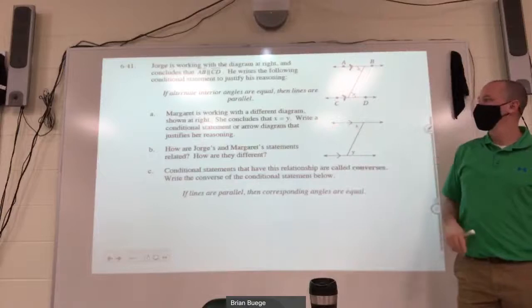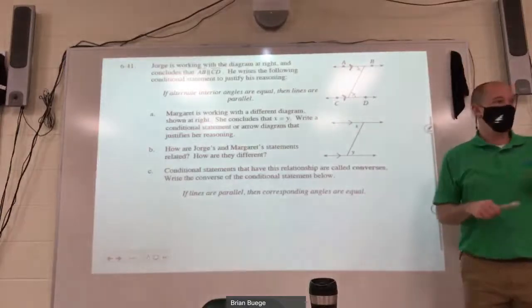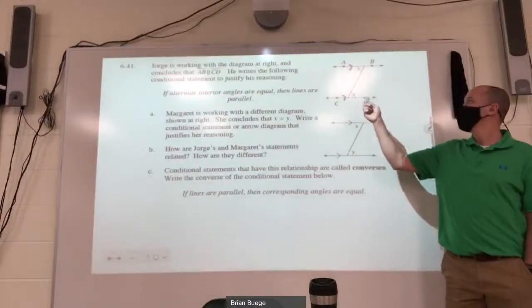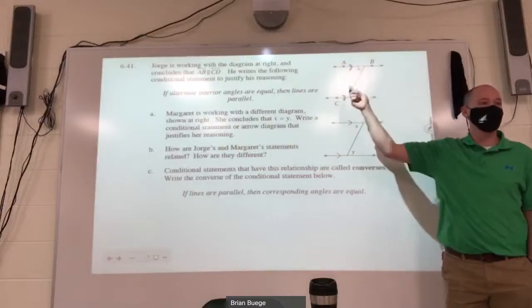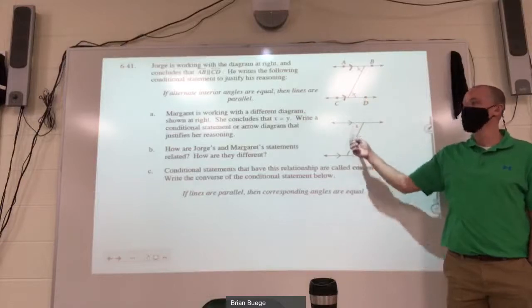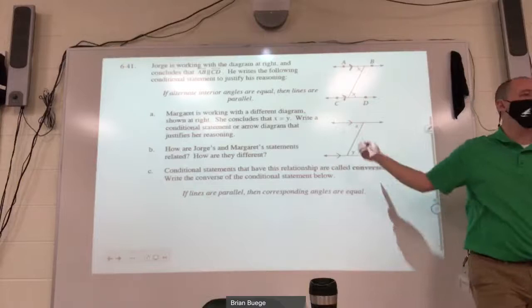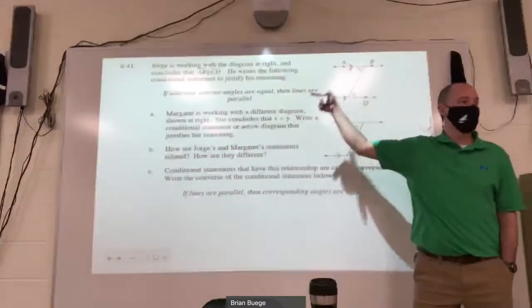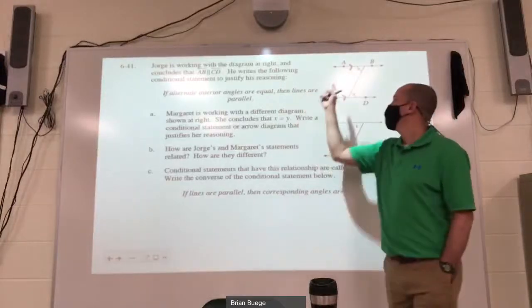And it asks you to go through and write either a conditional statement or an arrow diagram. So here's the idea that we're getting at. In the first one, we knew that alternate interior angles were congruent, so we concluded parallel lines. In the second one, we have parallel lines, and therefore are concluding that alternate interior angles are equal. Those two are an example of a theorem and its converse.